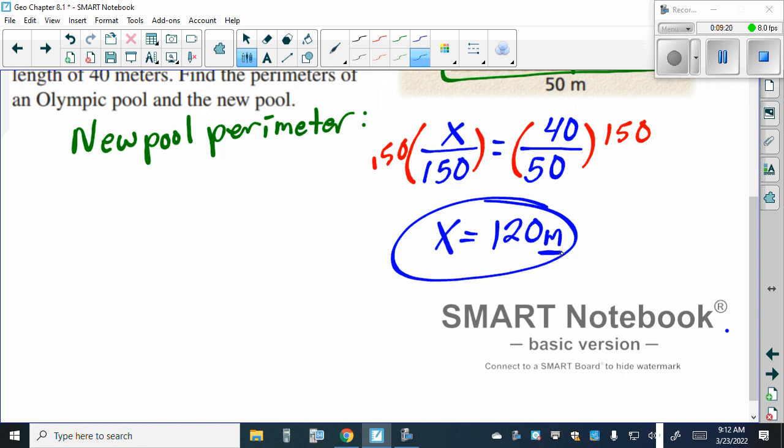We would square it. So area works the same way as what we did here, but our factor, which would be our 40 over 50, would have to be what? Squared to match up with our square area. What do you think we would do with volume? Cube it. Because the volume would be our cube scale factor. So we can do this with volume, area, or perimeter.